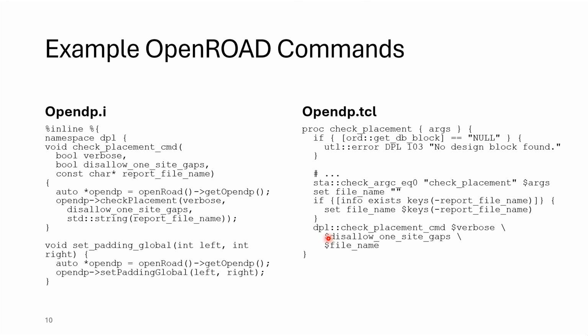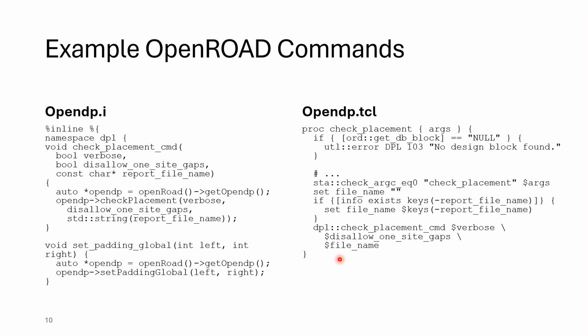And then finally at the bottom here, this is where we have our check placement, and then it supplies the arguments that correspond to the arguments seen over here in the interface file. And here's importantly where the namespace comes in. So we can see that in order to call this check placement, it has to be called with the DPL namespace. If you were to just try to run check placement CMD, you'd probably get an error saying that it's not found. So you need to make sure that things are in the namespace here.